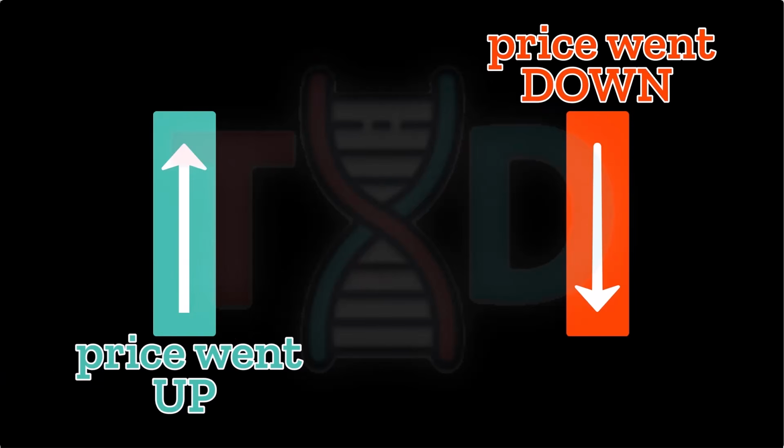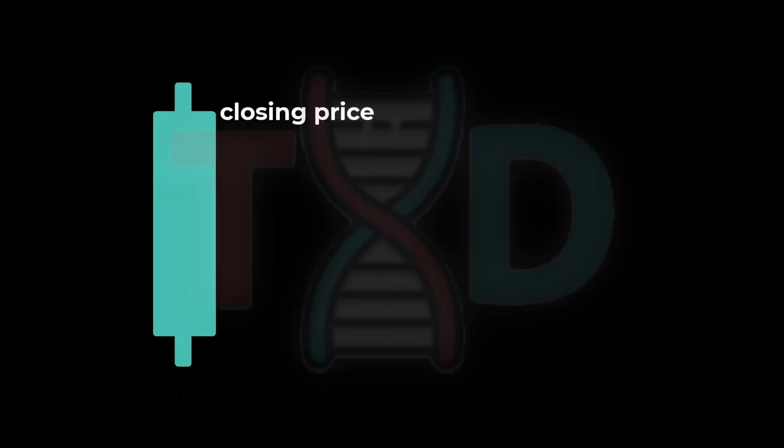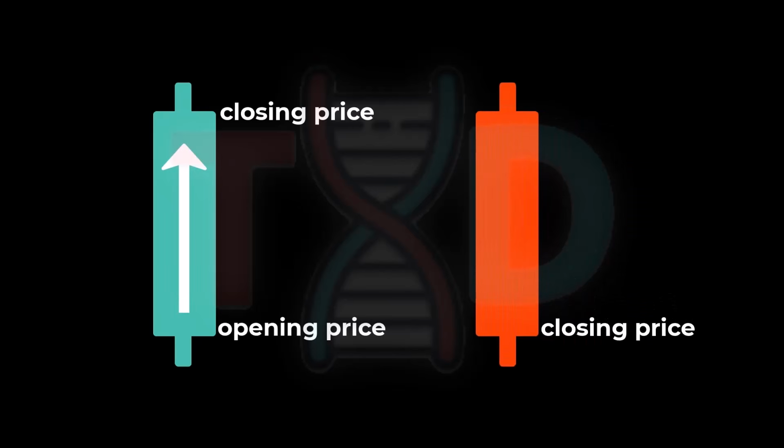So here's how it works. A green candle forms when the closing price is higher than the opening price, meaning buyers were in control and pushed the price up. A red candle forms when the closing price is lower than the opening price, which means sellers dominated and pushed the price down.